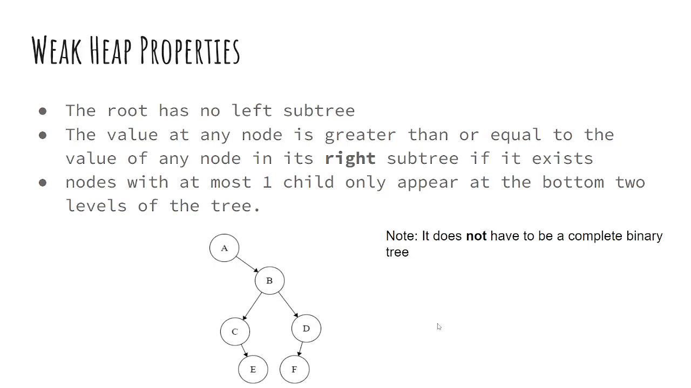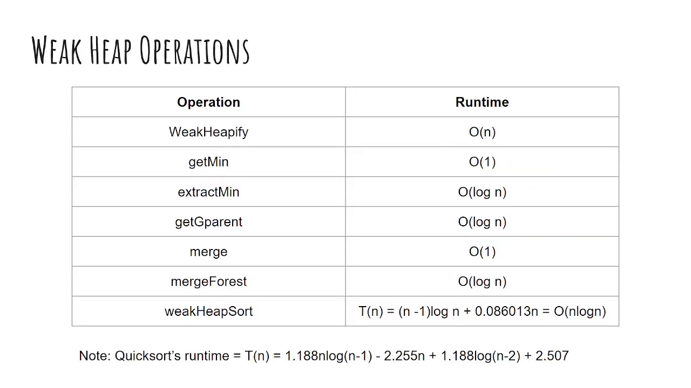And this relaxation in the restrictions on the structure of a weak heap is what makes a weak heap what it is, because other structures like binary heaps not only have to maintain the heap property across both subtrees, but also have to make sure that the heap is complete, meaning that it's filled from left to right on the bottom level.